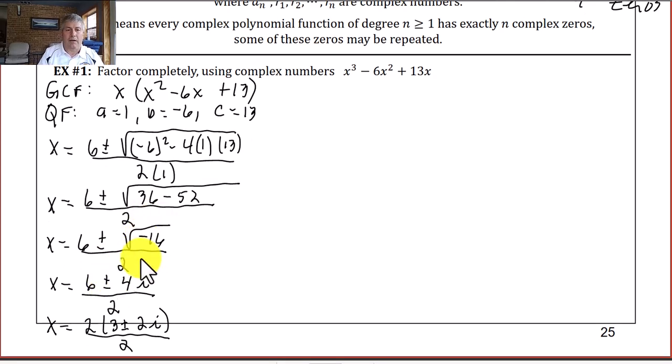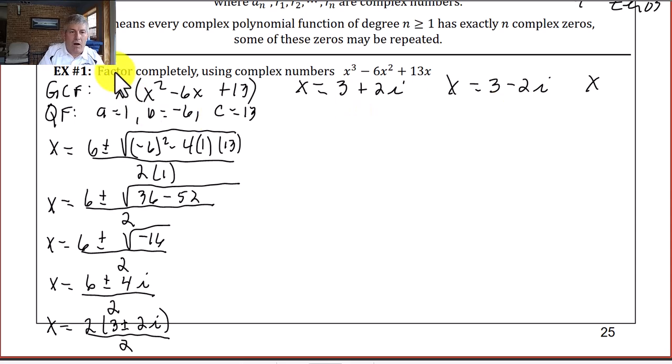The square root of negative 16 is 4i. So we have 6 plus or minus 4i all over 2. I factor out the 2, and I get x values of x equals 3 plus 2i, x equals 3 minus 2i, and then our other factor here of x equals 0. So those really aren't the factors, those are the zeros, or the x-intercepts.